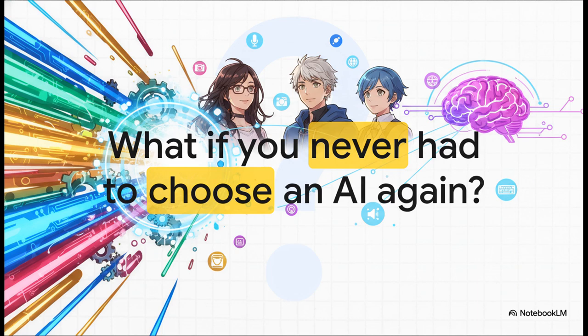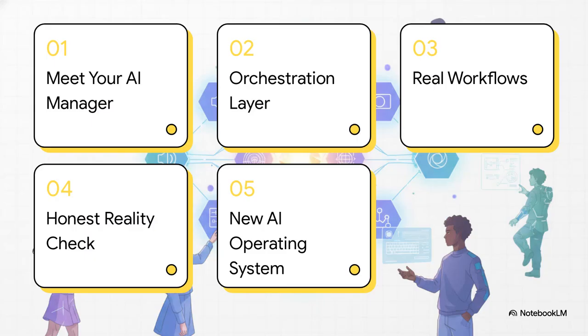What if you never had to choose which AI to use again? What if one single system just figured all of that out for you entirely automatically? Well, that is not some far-off, futuristic concept anymore. That is exactly what Perplexity just shipped. Okay, let's dive into this.